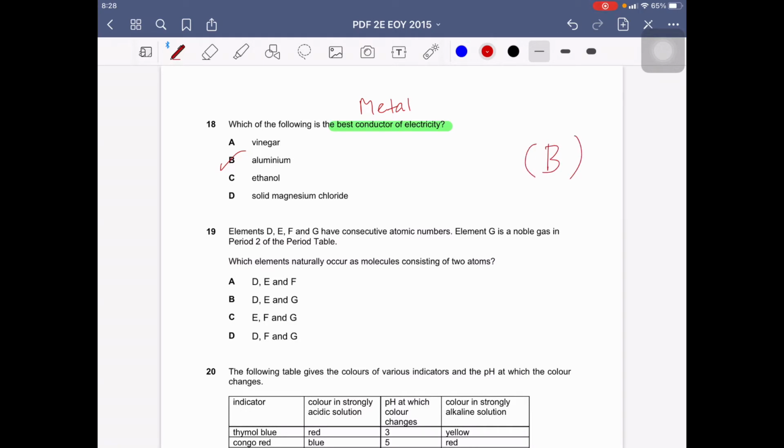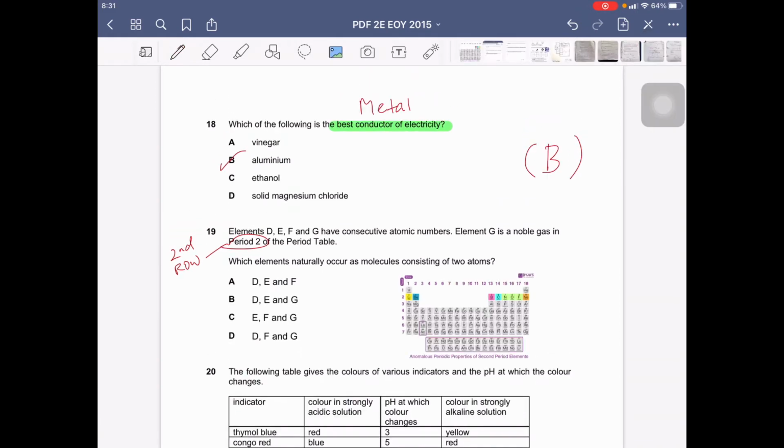Elements D, E, F, and G have consecutive atomic numbers. Element G is a noble gas in period 2 of the periodic table. Period 2 means the second row. Which elements naturally occur as molecules consisting of two atoms? Usually we won't be testing this if you don't have the periodic table, but for your sake, later I'll show you a periodic table.